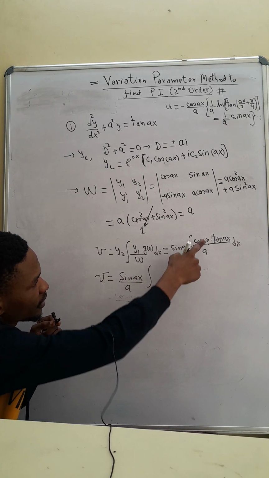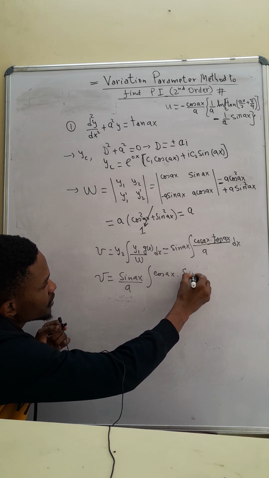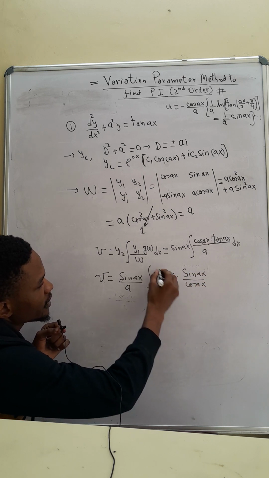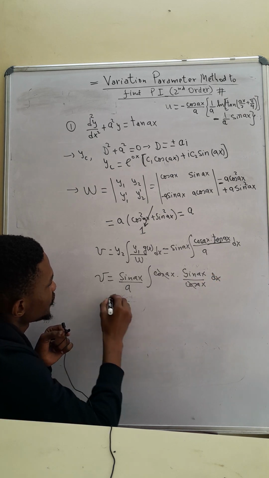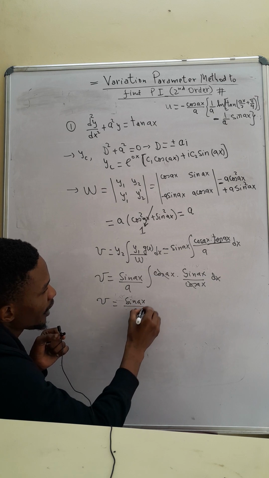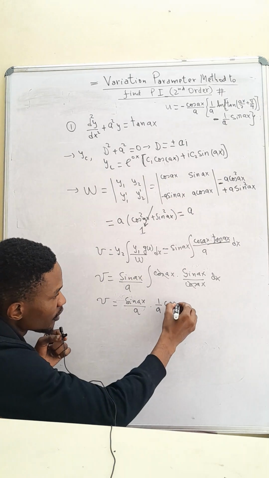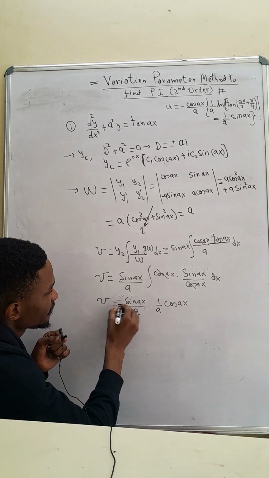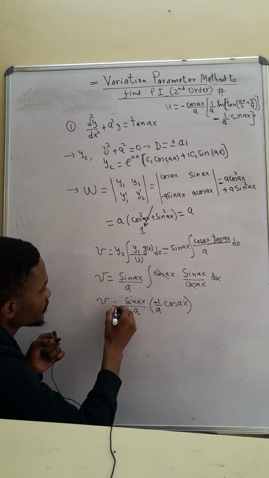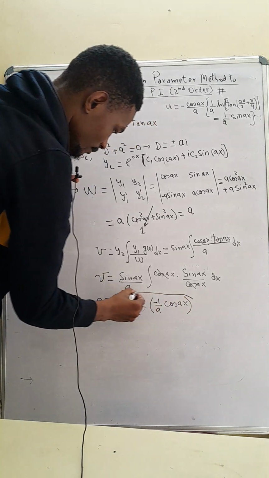Now here, what you're going to have, v will be sin ax integration. a can be out. This one will be cos ax times sin ax upon cos ax. This and this will be cancelled out. So v will be sin ax upon a times integration of sin, 1 upon a cosine ax negative. Okay, this is negative. So this is your v.